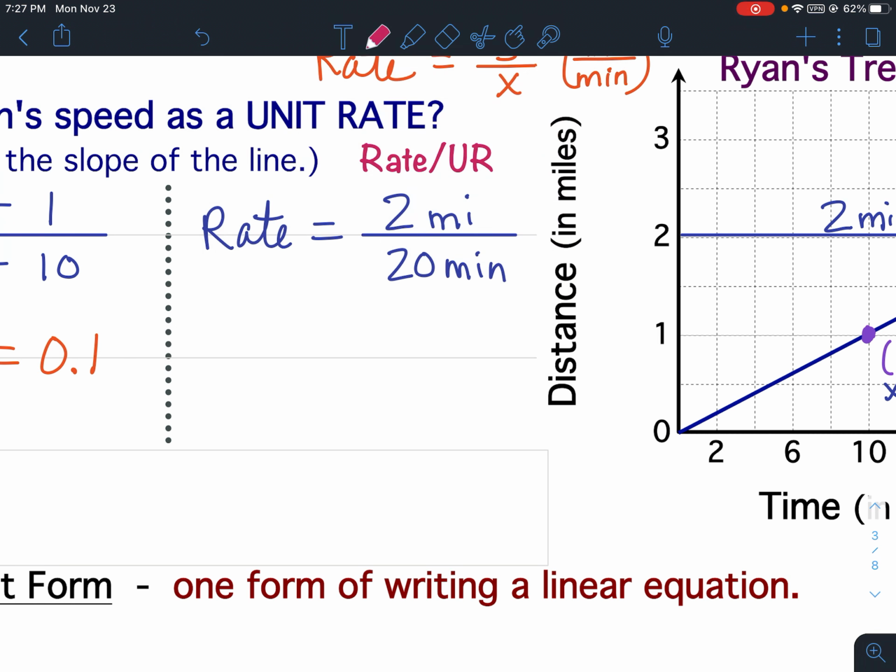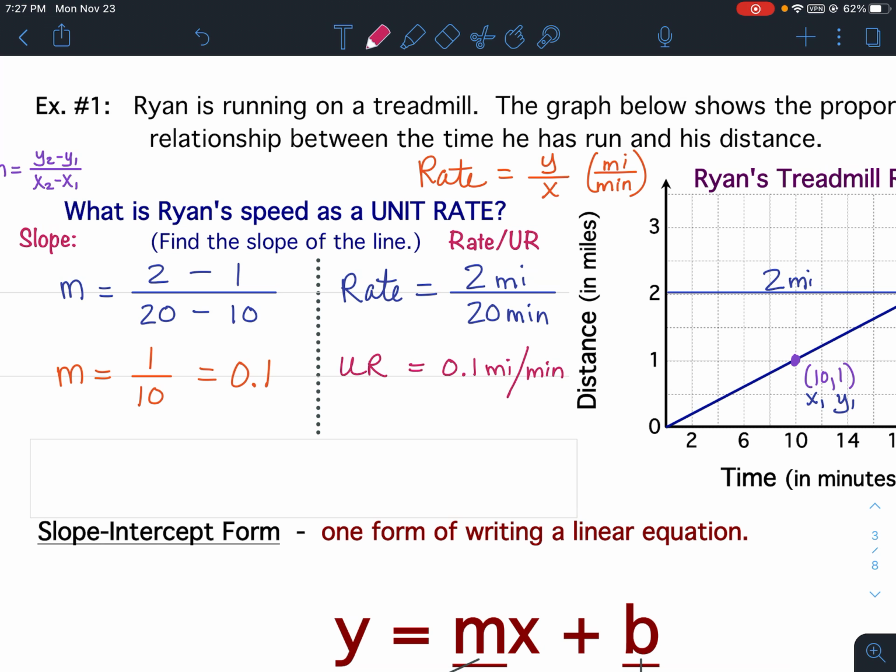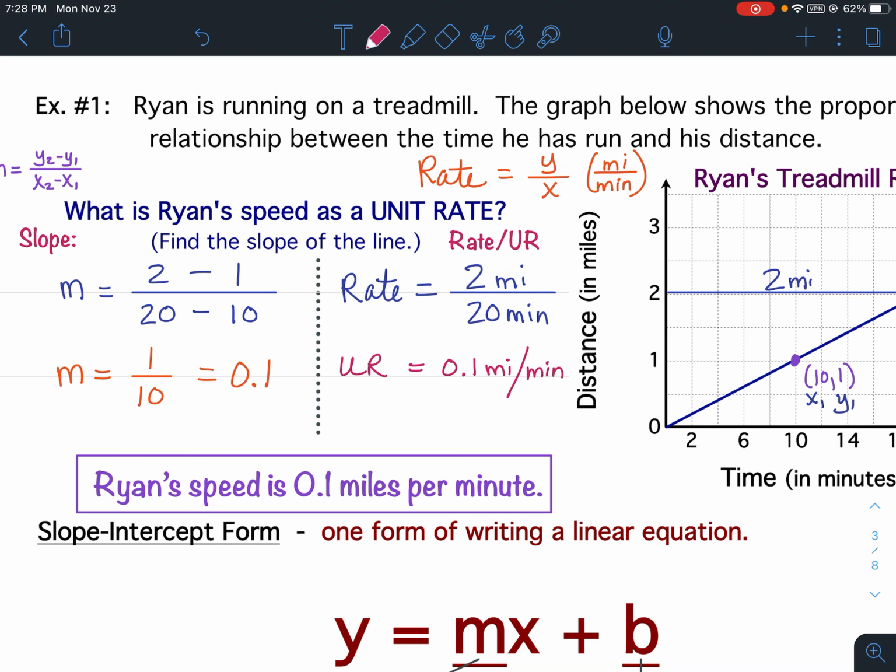So my unit rate is 0.1 miles per minute. So my final answer for this problem is Ryan's speed is 0.1 miles per minute. Pause your video and get all of that written down.